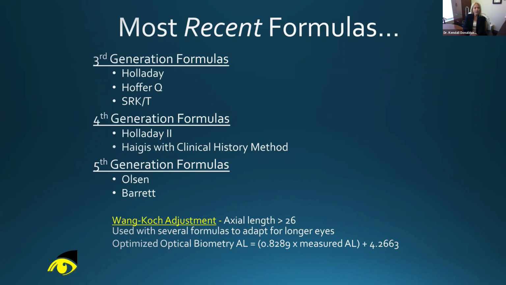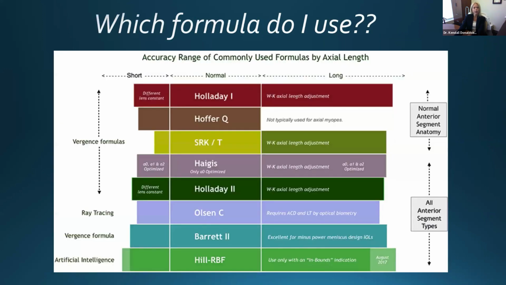The Haigis and then the 5th generation formulas can be applied to a broader group of eyes, the Olsen or the Barrett. The Wang-Koch adjustment is applied to several of these formulas for longer eyes, so highly myopic eyes with axial lengths greater than 26, you have to use this modification at the bottom.